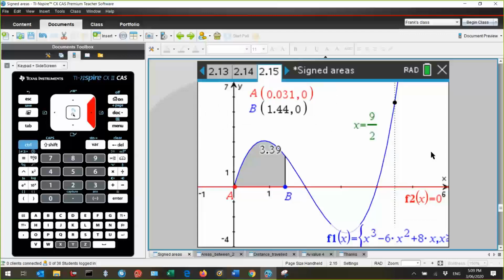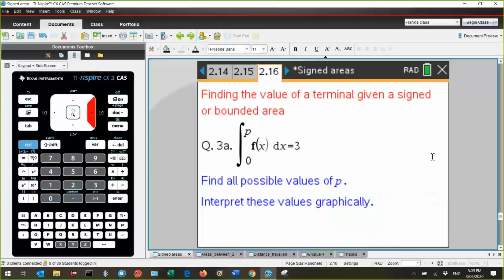Okay. Now, often you get exam questions where you want to find the value of a terminal given a signed or bound area. So this time, I want to know all possible values of p so that the integral from 0 to p of that function equals 3. And I want to interpret the values graphically.